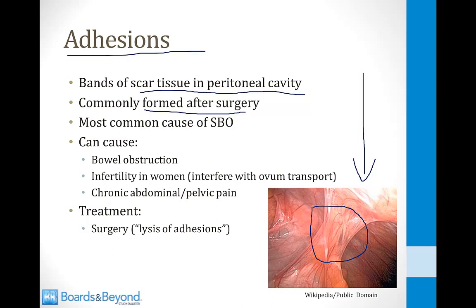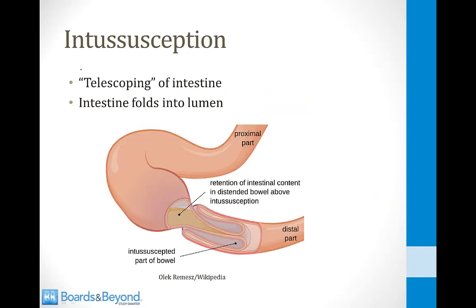And they can cause different intestinal problems. One of the most common things they cause is a small bowel obstruction. They can also cause infertility in women because they can interfere with transport of the ovum. They can also cause chronic abdominal and pelvic pain as the intestines try to contract and they are resisted by the adhesions, and this leads to chronic pain. The treatment is to perform a surgery called a lysis of adhesions where you try to cut these up. This is problematic, of course, because the surgery to lyse the adhesions can lead to more adhesions.